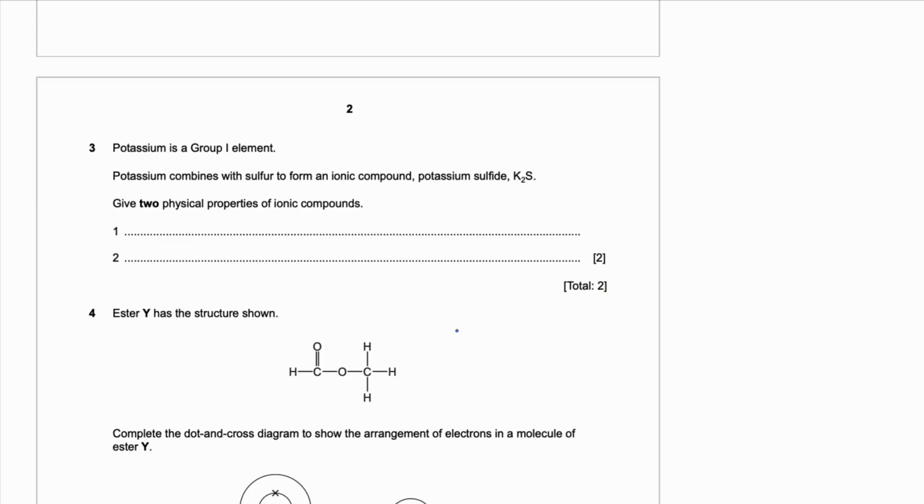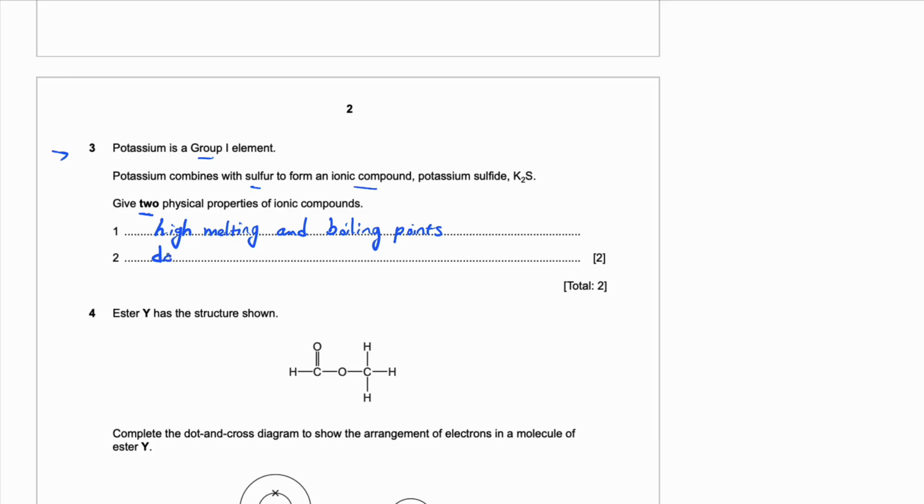Next question. 3. Potassium is a group 1 element. Potassium combines with sulfur to form an ionic compound, potassium sulfide, K2S. Give 2 physical properties of ionic compounds. So the two properties of ionic compounds that we know, they have high melting and boiling points. Also, they do not conduct electricity when solid, but conduct electricity when liquid, I mean molten or aqueous.